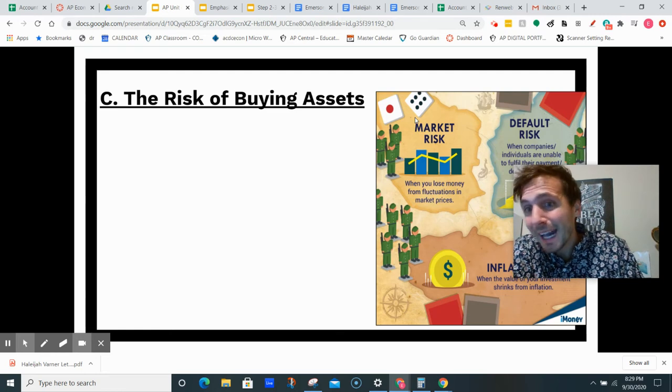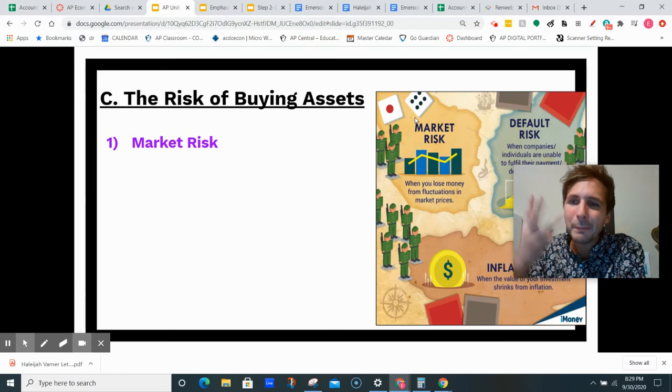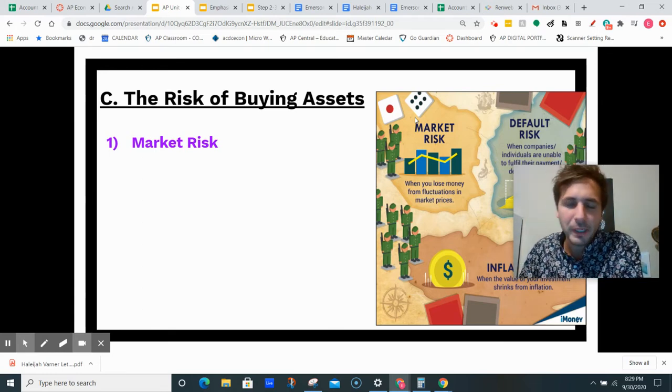Or I'm going to use it to buy a yacht. I don't know what your situation is. But there are risks involved to this. So, what are the three major risks of purchasing interest bearing assets?